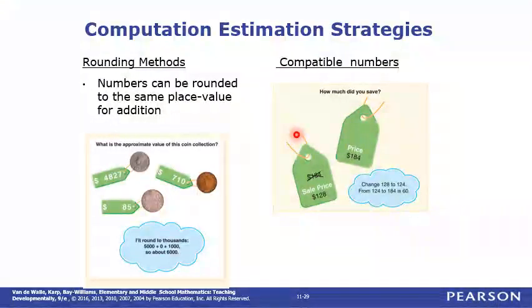And then we have our compatible numbers, which takes advantage of those benchmark ideas where we change the values of numbers so that they fit together a little bit better, right? Again, basing that on multiples of 10. So I can change 128 to 124, and then from 124 to 184 is 60, right? So lots of different strategies here to help our students with estimation.